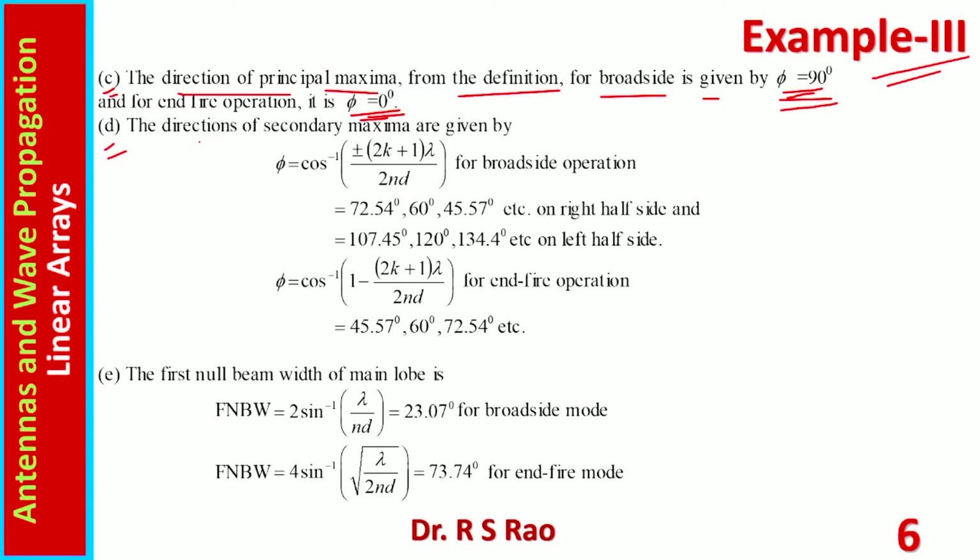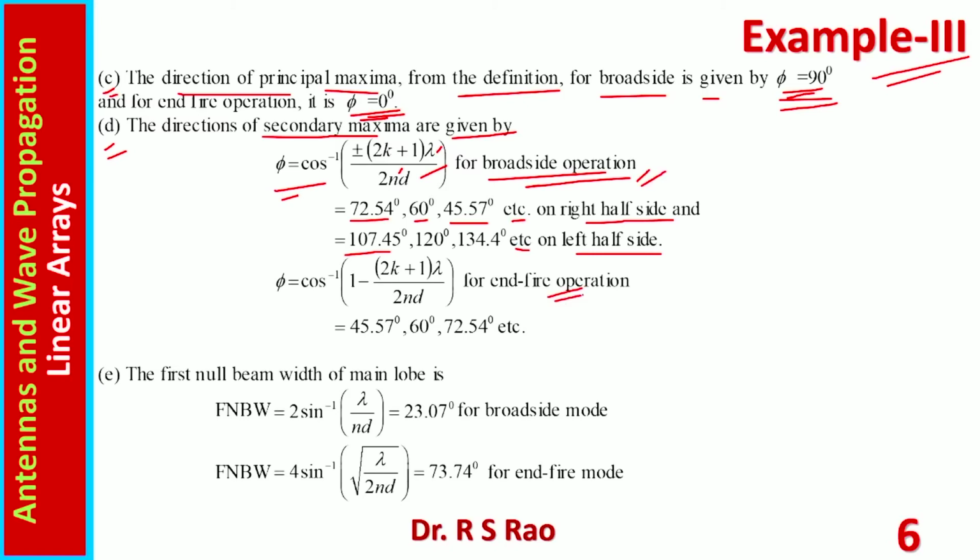The directions of secondary maxima are given by this formula, phi equal to cos inverse plus or minus (2k plus 1) lambda over 2nd for broadside operation. So substituting the values lambda, n, d and giving different values for k, we get phi equal to 72.54 degrees, 60 degrees, 45.57 degrees, etc. on right hand side, and 107.45 degrees, 120 degrees, 134.4 degrees, etc. on left hand side. This is for broadside operation.